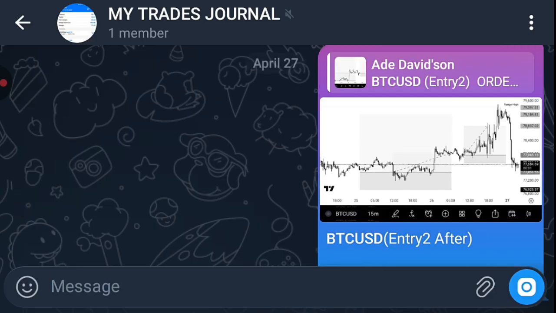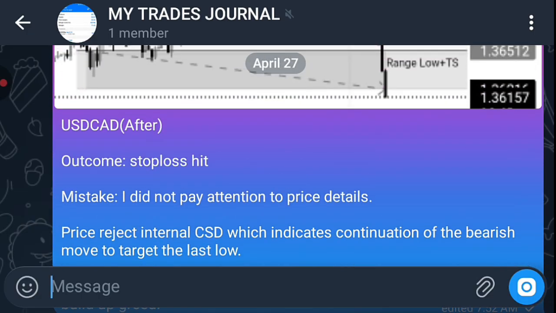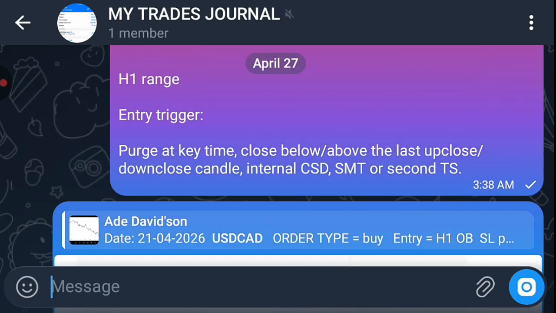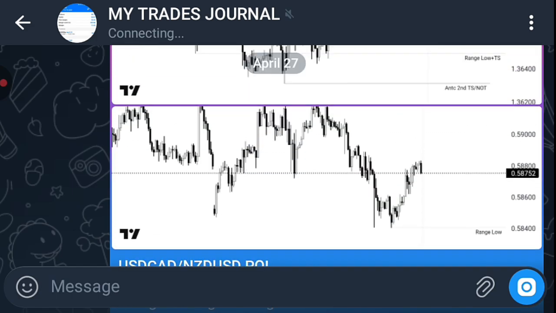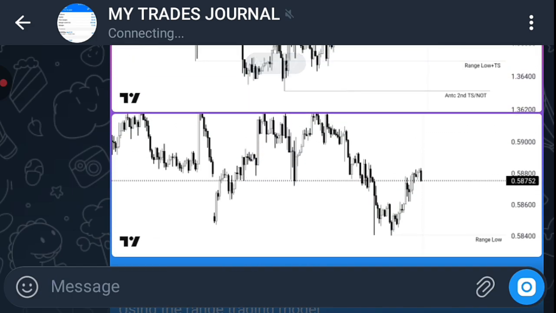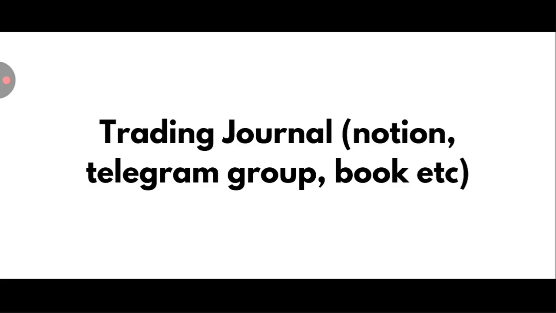An example of a trading journal is what you currently see on the screen right now. All right, so you want to make sure you have one. As a trader, this is an important tool for you to have. So make sure you have a trading journal.